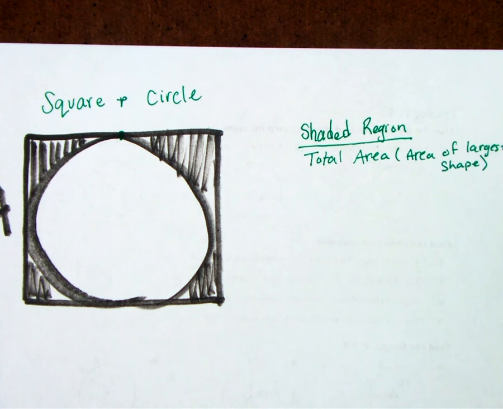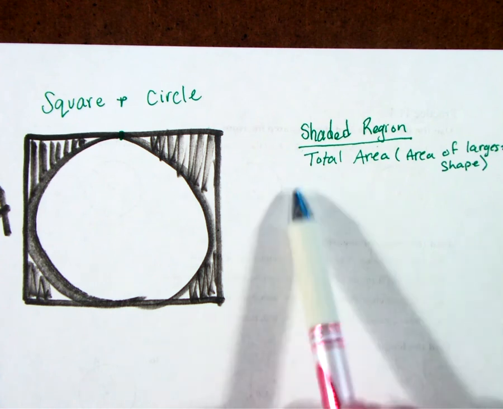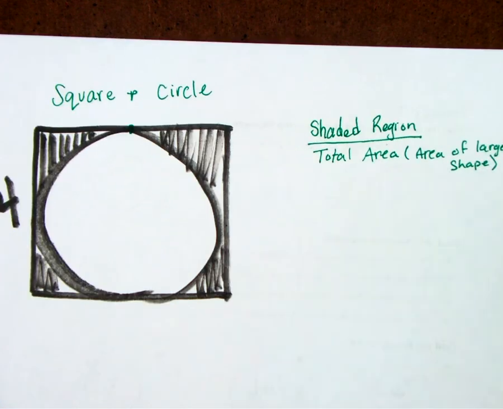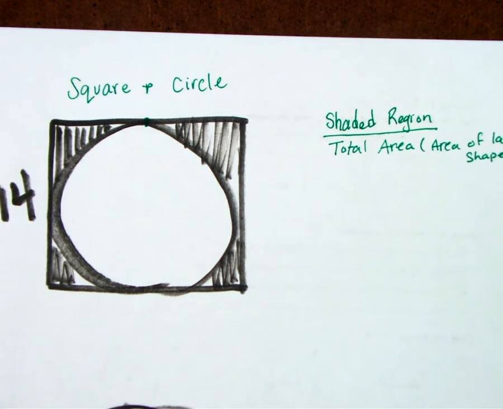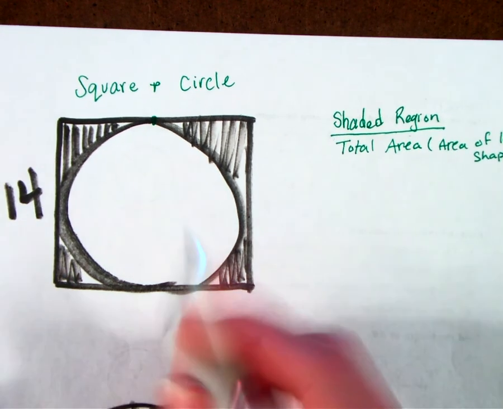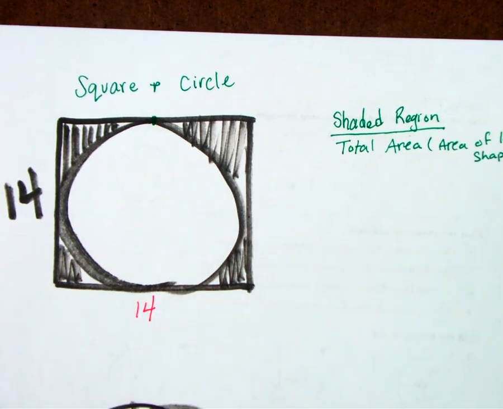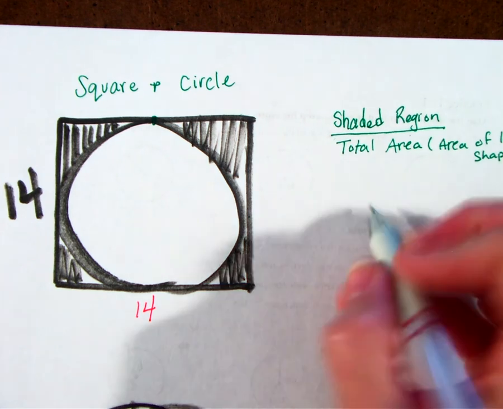Okay, so first thing, the easiest part first is that bottom part, the total area, the area of the square. That part's going to be easy. It's a square, so it's going to be 14 times 14, which is 196.